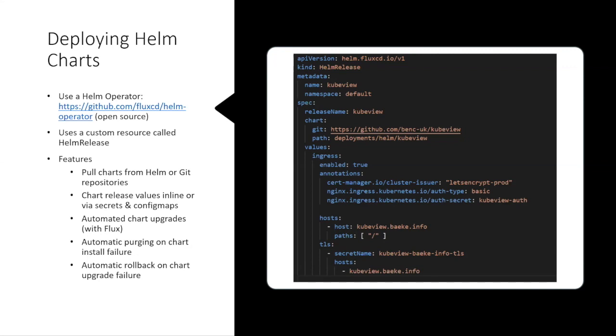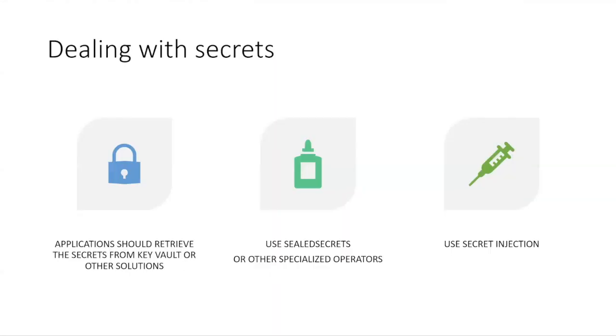So probably if you're going to do GitOps, you will have to deploy something like this, an operator to deploy your Helm charts, because you cannot do it with the Helm command anymore. That's one thing you have to deal with.